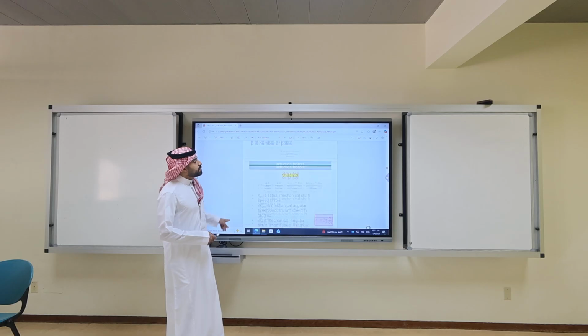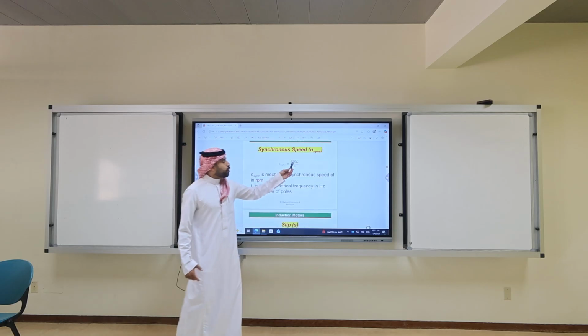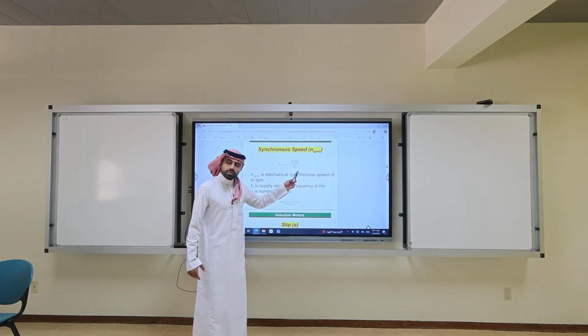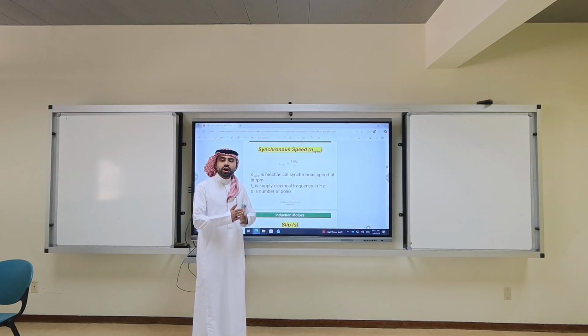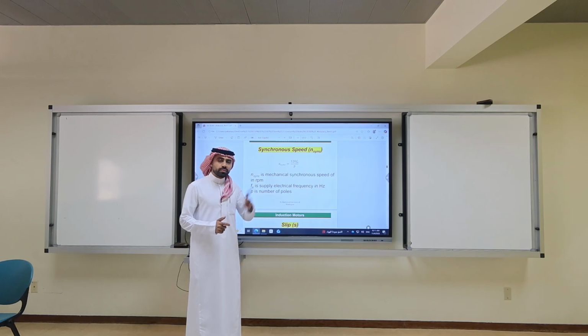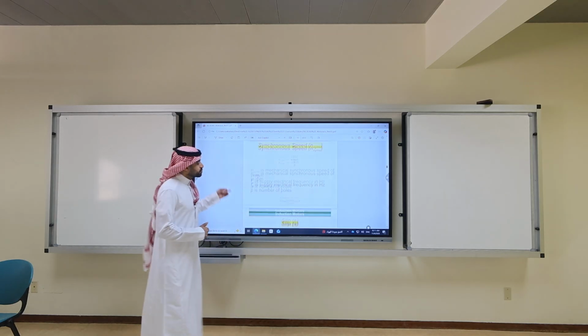Okay? And remember, for a 4-pole machine, 120 times 60 over 4. That's what? 1800 RPM. 2-pole, 3600. So if you have more poles, the machines will be smaller from a mechanical perspective. The mechanical shaft will be smaller.